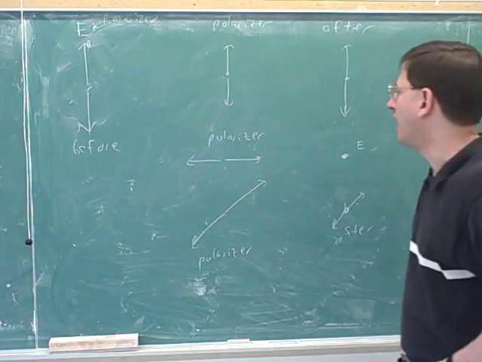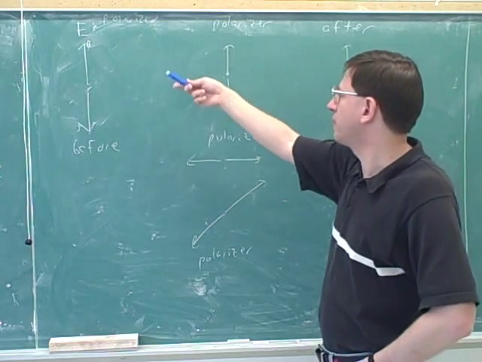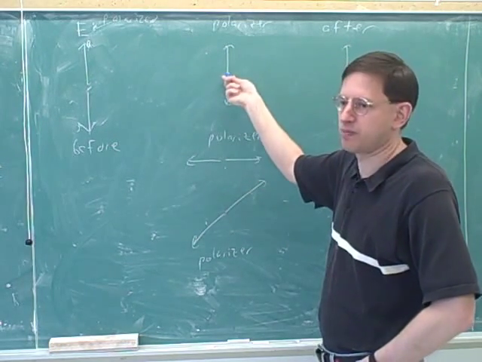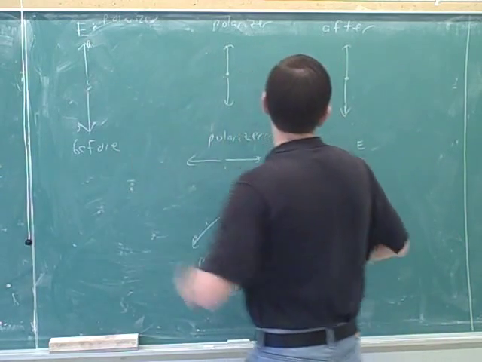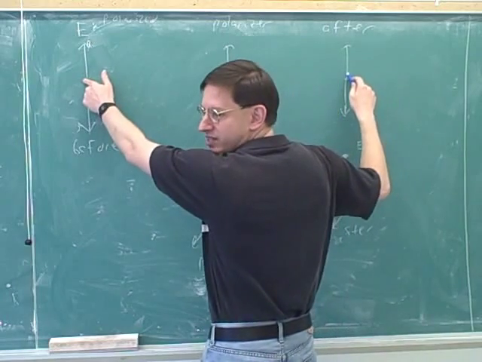The polarizer lets through the component of the oscillations that's in the same direction as the polarizer. So in this case, the entire vector was in the direction of the polarizer. So this intensity would be the same as this intensity.